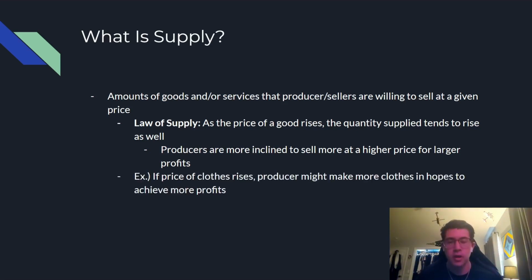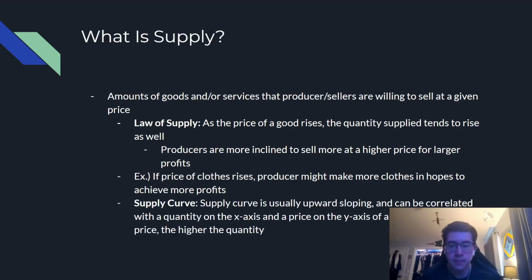Pretty self-explanatory. For example, let's say for this example it's Hollister. Let's say the price of clothes rises. Is Hollister going to produce more clothes or less clothes? Well, if the price of clothes is high and Hollister knows people want Hollister clothes, right? Obviously, if the price of clothes is higher, they're going to make more because they have a chance of making more profits, because people are going to be buying the clothes for more money.